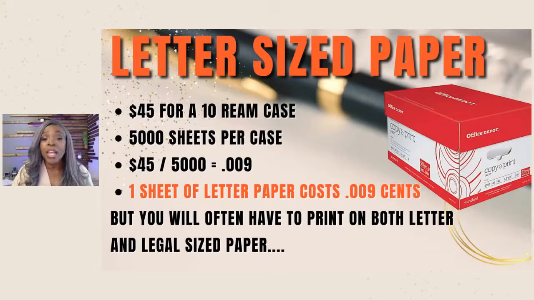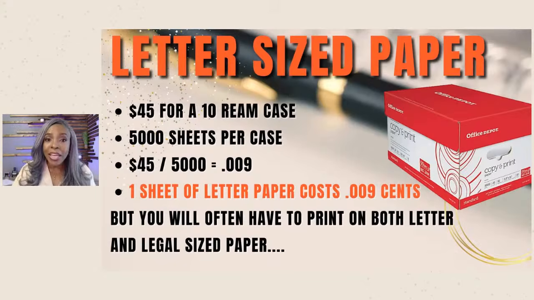If you're a signing agent, you need to be buying paper by the case. It's going to be less expensive. So a 10 ream case of letter size paper is about $45. You might be able to spend less, you might spend more, but that's a good average price. There's going to be 5,000 sheets of paper in each case. So $45 divided by 5,000 sheets turns out to be 0.009 dollars per piece of paper. So a little less than a penny for each piece of paper.